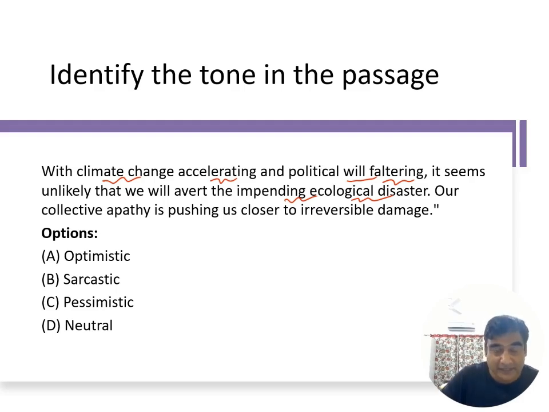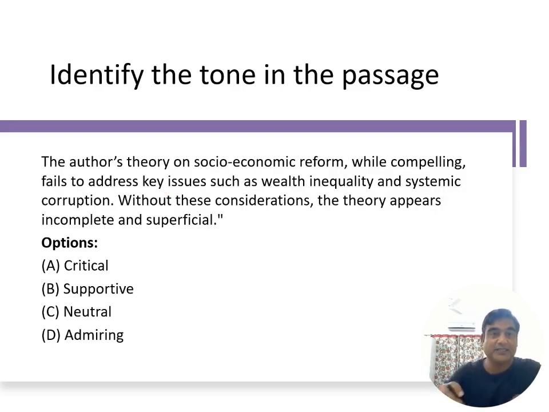So is the author optimistic? Definitely not. Is he sarcastic? No, he's directly mentioning what the problem is. Our collective apathy is pushing us closer. Apathy is a lack of concern. So the author is pessimistic with regard to the present-day situation. The author is not happy with the way things are. He is saying the political will is faltering, we are moving towards an impending ecological disaster and towards irreversible damage. The tone is pessimistic. Sarcastic would be a 'wow, fantastic, we are doing nothing about it.' That would be sarcastic.